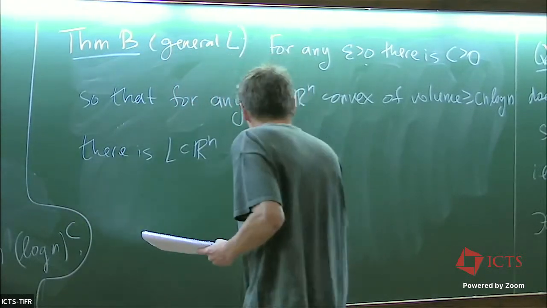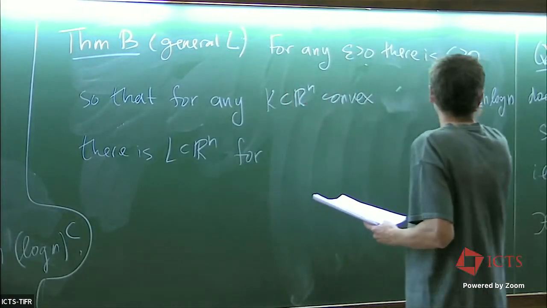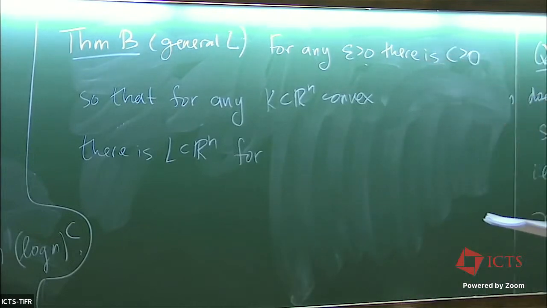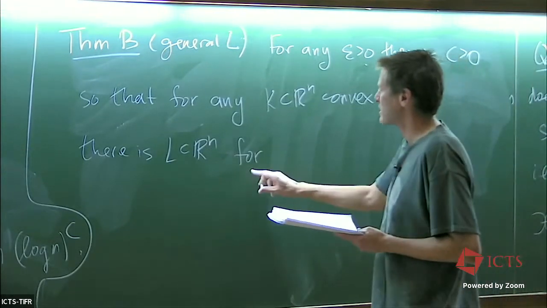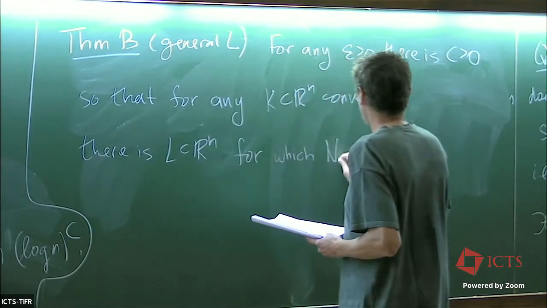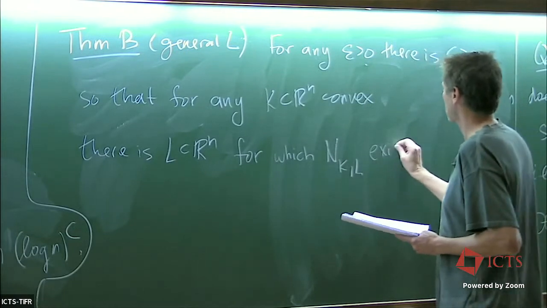Oh, maybe I should, oh, this is, sorry. For any convex K, what I said is sort of correct, but not consistent with my definition. For any convex set K, there is L in Rn for which this NKL quantity limit exists.